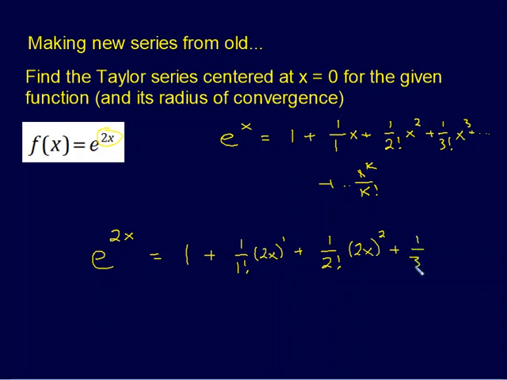And you see how this is going now? So if I want to go to the general term, all I've got to do is take that general term for the original series and replace the x with the 2x. So it's essentially going to go like this, 2x to the power k over k factorial, and still k goes from 0 to infinity. And remembering that the radius of convergence for this original Taylor series was infinity, so this one still has an infinite radius of convergence here.